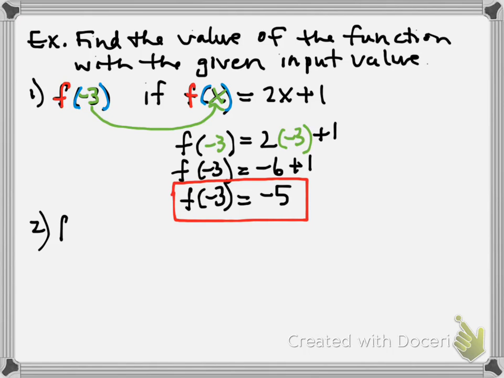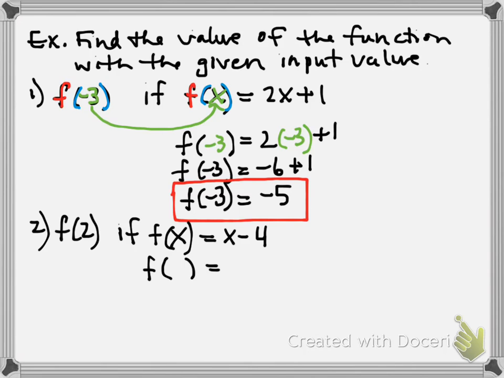Let's see. I need you to find the value of the function at 2 if the function at x equals x minus 4. So the only thing that I do is every time I see x, what am I going to put in its place? 2. I'm going to put in 2. So f at 2 equals 2 minus 4. That's the only thing I'm doing here. So my answer, the value of the function at 2 equals -2. And I'm done.